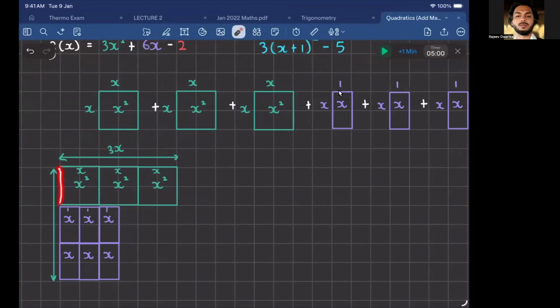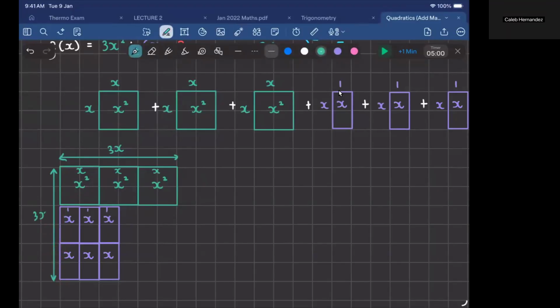So this dimension over here would be x. Remember, this x would be 1 by x, so this would also be x, and this would also be x. So, 3x. Okay, so you're not wrong. That would form a square. Excellent. Big up you.